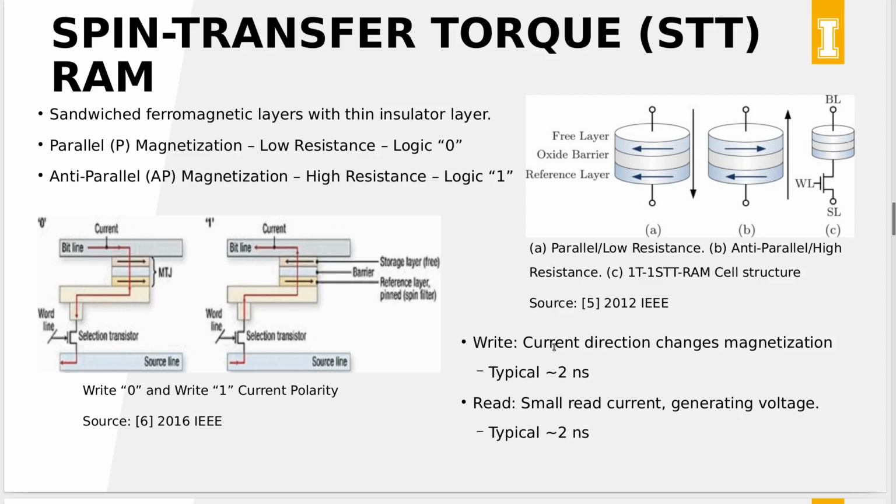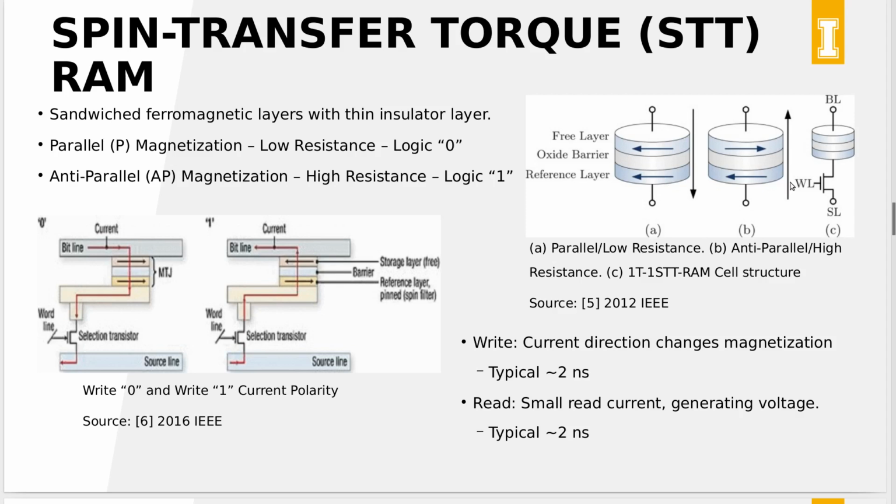The next technology is spin transfer torque RAM. This is using a similar idea as what magnetic hard drives have used in the past, of being able to change the magnetic field of a region. How this one operates is it uses two parallel plates that can have the same, or parallel, magnetization, or opposite, or anti-parallel, magnetization. These parallel or anti-parallel magnetizations change the resistance, where the parallel is a low resistance and is referred to as a logic 0, and the anti-parallel is a high resistance with a logic 1.